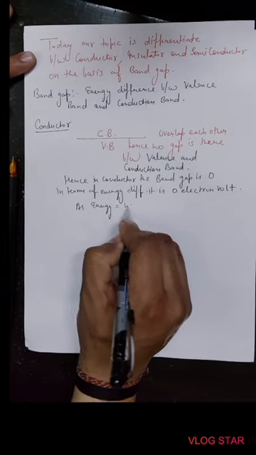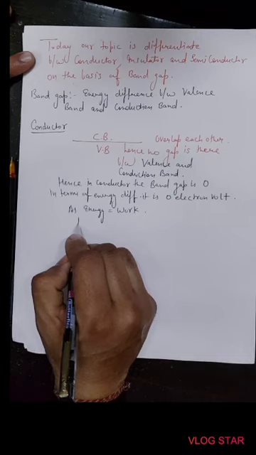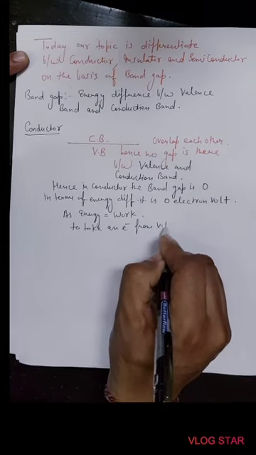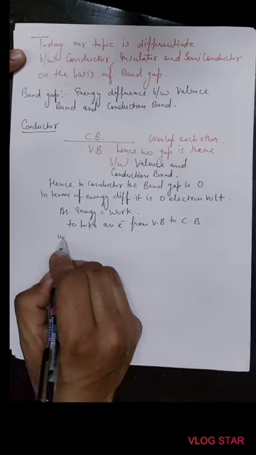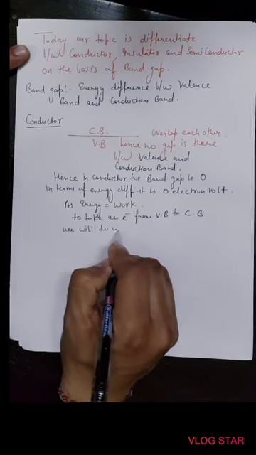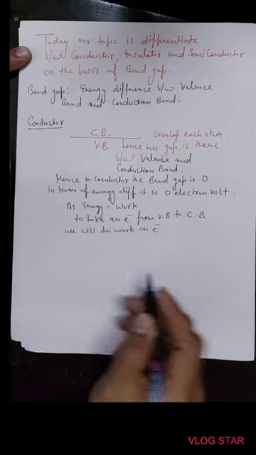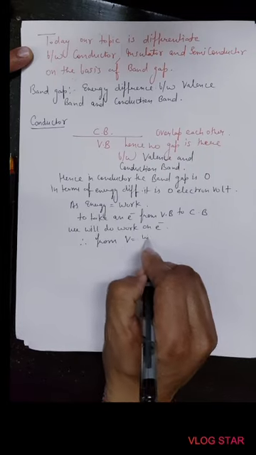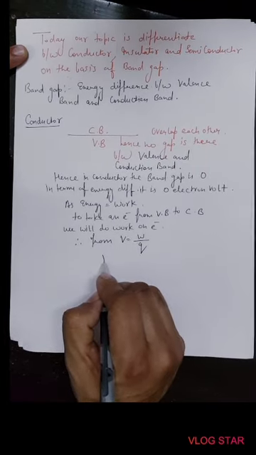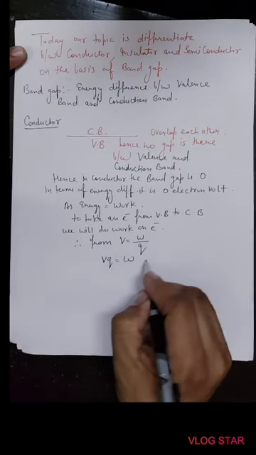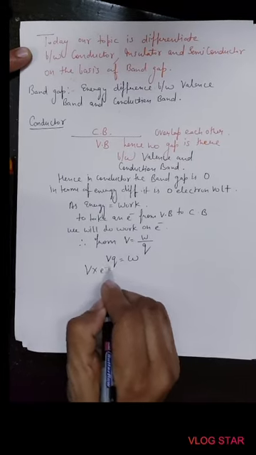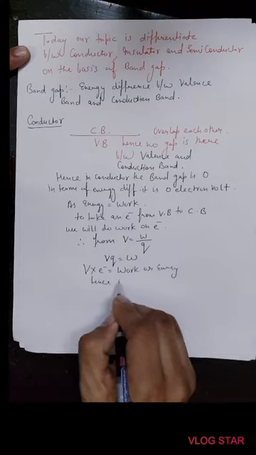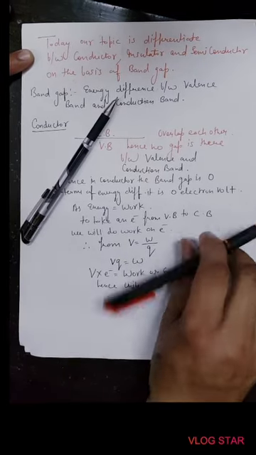energy is equal to work, and to take an electron from valence band to conduction band, we will do work on electron. Therefore, from V is equal to W by Q, we have V into Q is equal to W, or volt into electron is equal to work or energy. Hence, units electron volt.